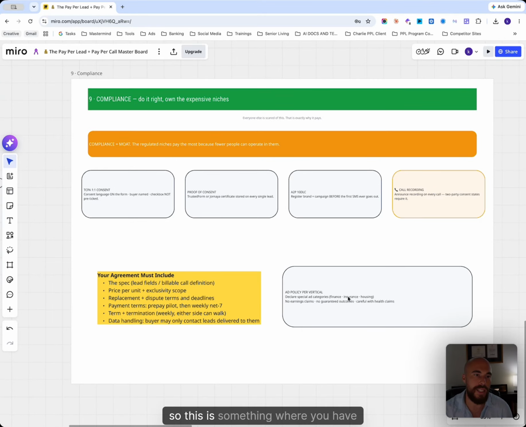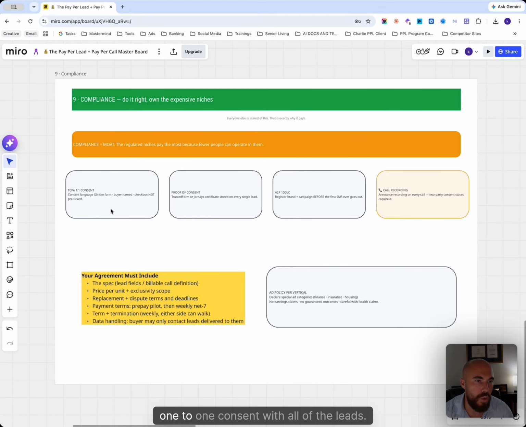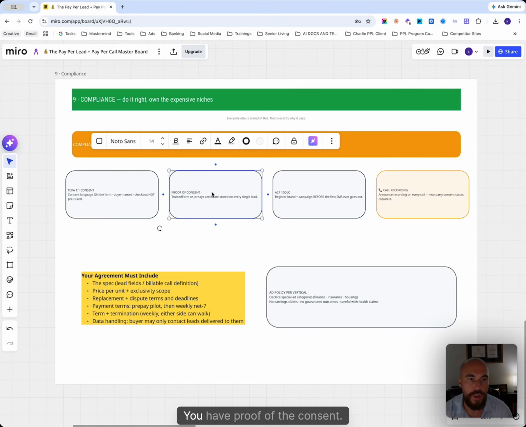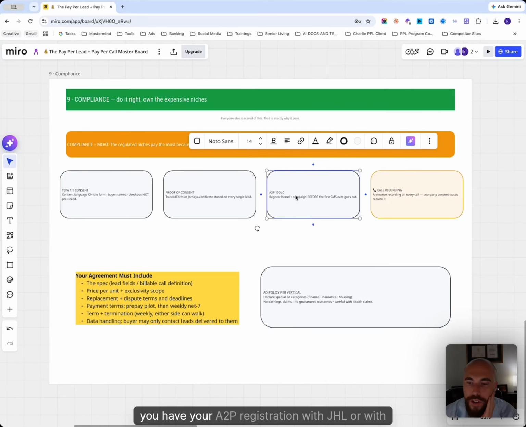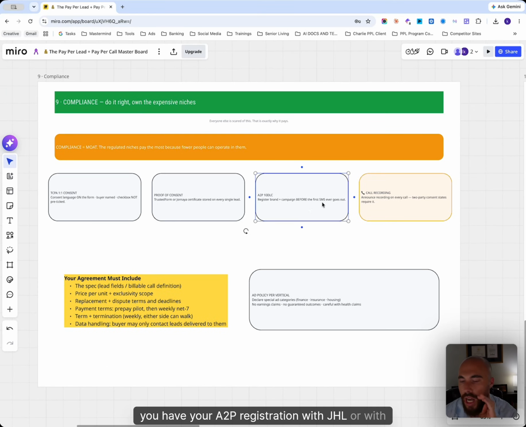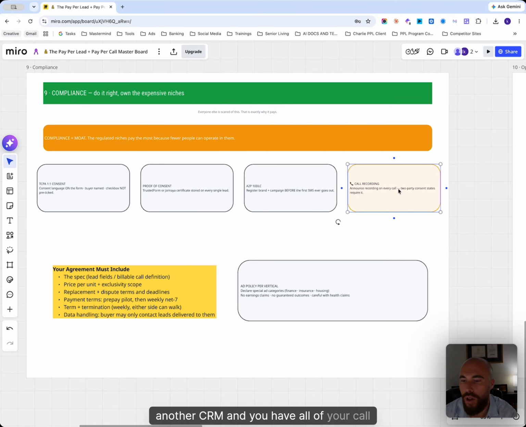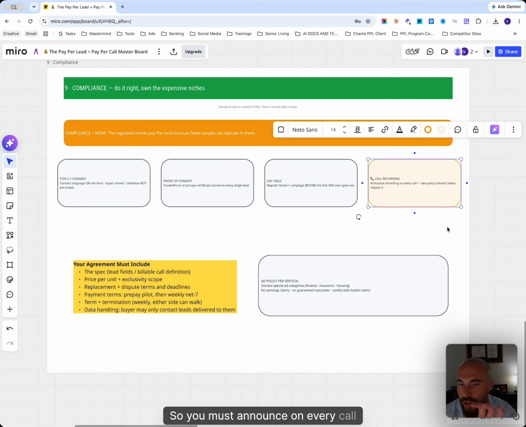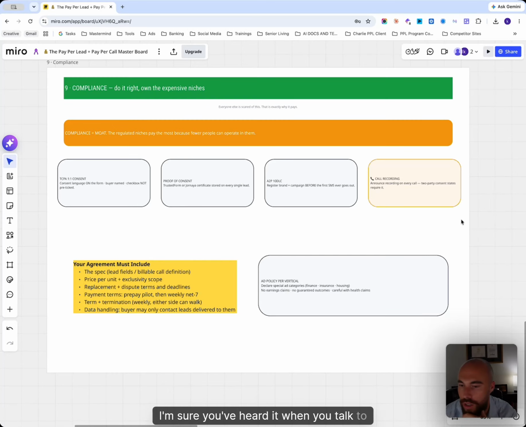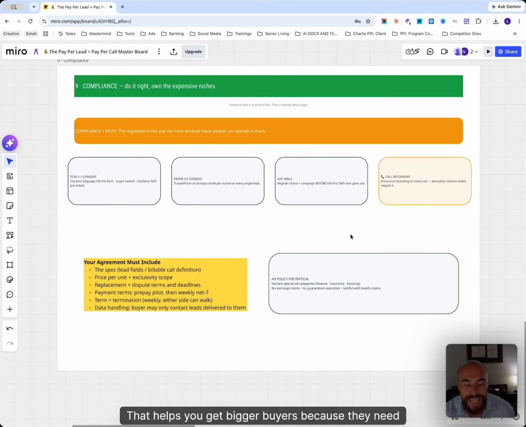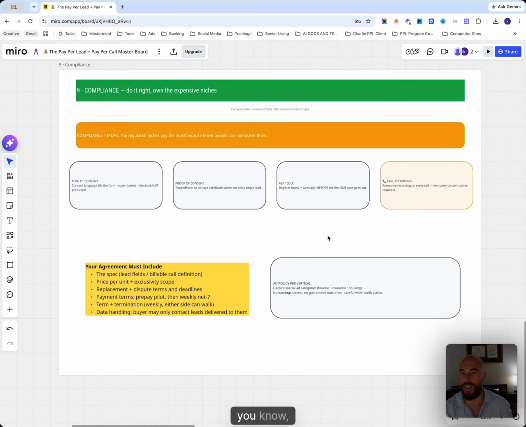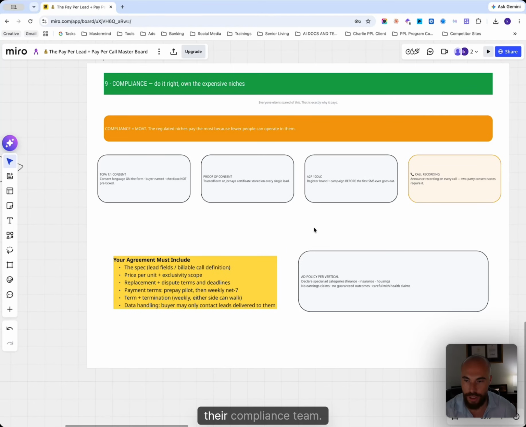Okay. So this is something where you have one-to-one consent with all of the leads. You have proof of the consent. So you use something like TrustedForm to set this up. You have your A2P registration with GHL or with another CRM, and you have all of your call recording. So you must announce on every call that, hey, we're recording this call. I'm sure you've heard it when you talk to telemarketers. Hey, we're recording this call, blah, blah. So that helps you get bigger buyers, because they need that stuff to take back to their HR team and their compliance team.